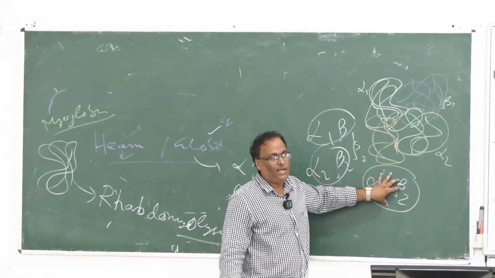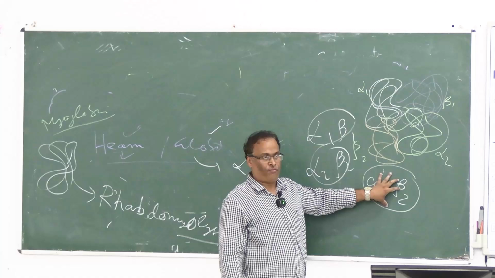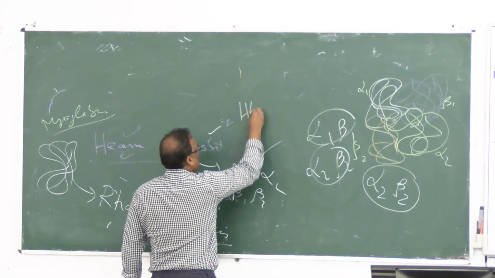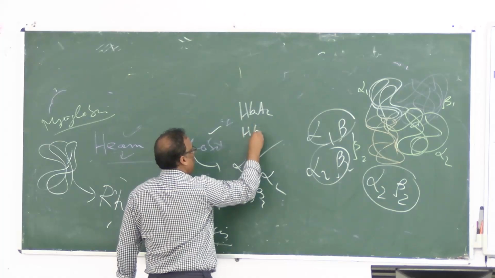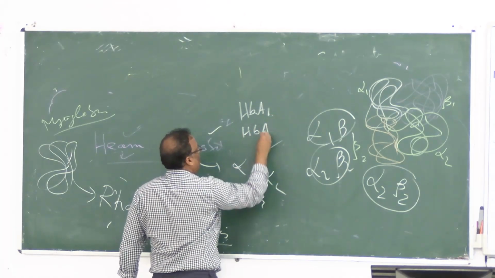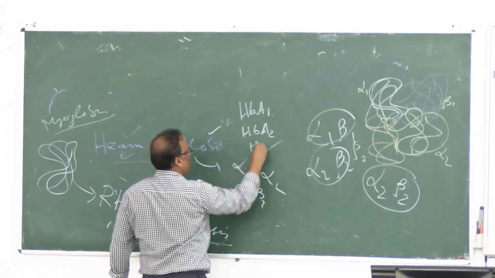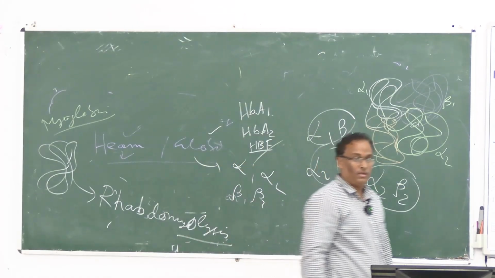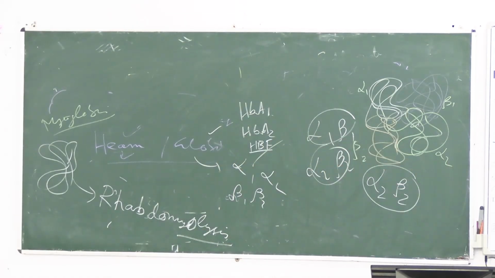HbA1 and HbA2 and HbF. এই টার্মগুলো আসবে তোদের এবার। তাহলে কি বললাম? HbA2, A1, A2 and then HbF. HbF means fetal hemoglobin.